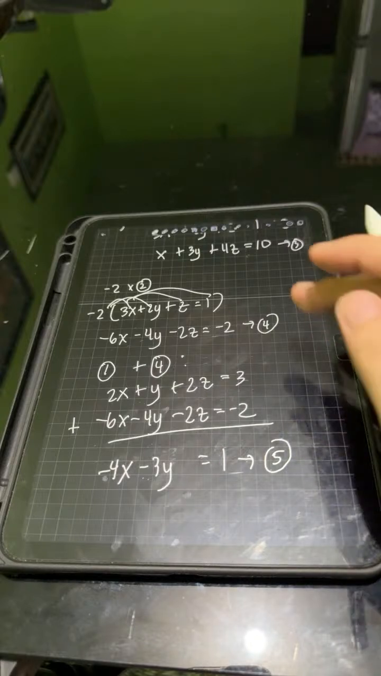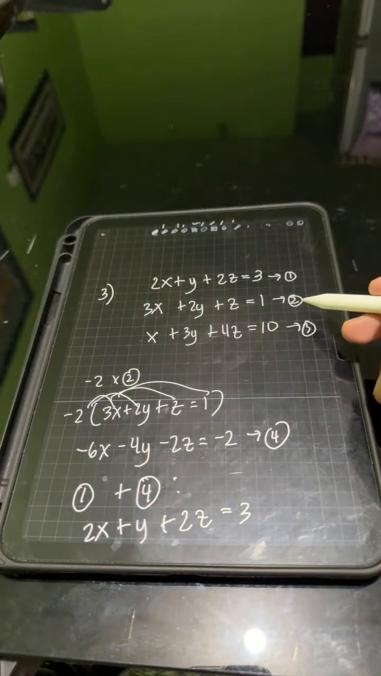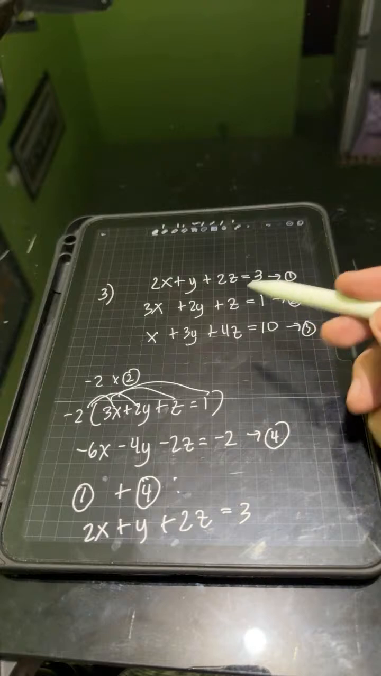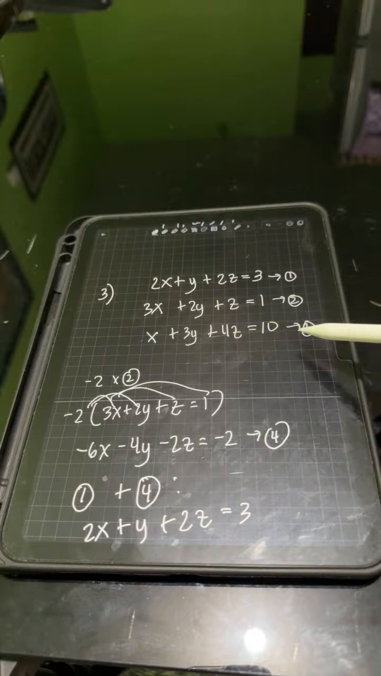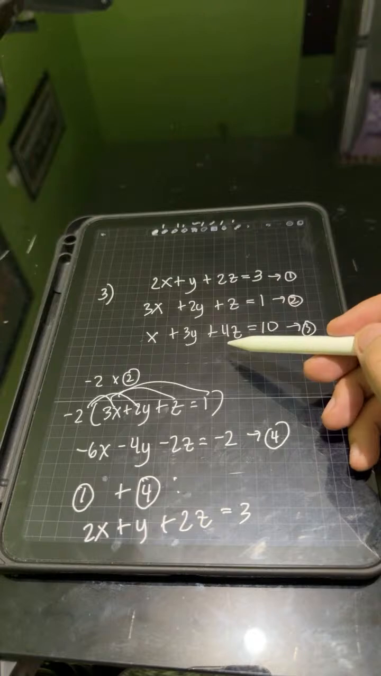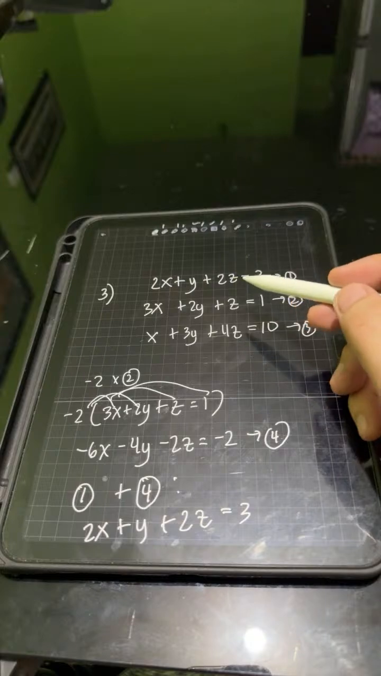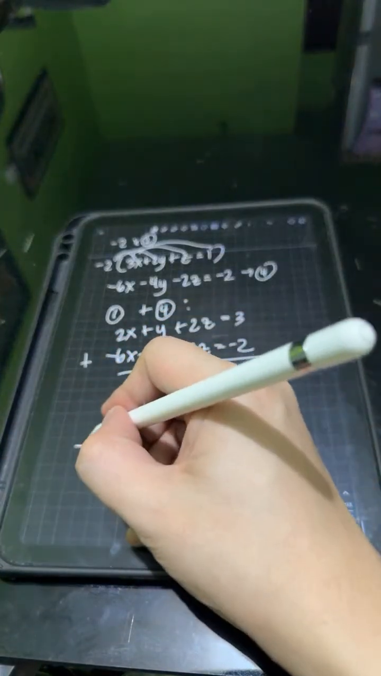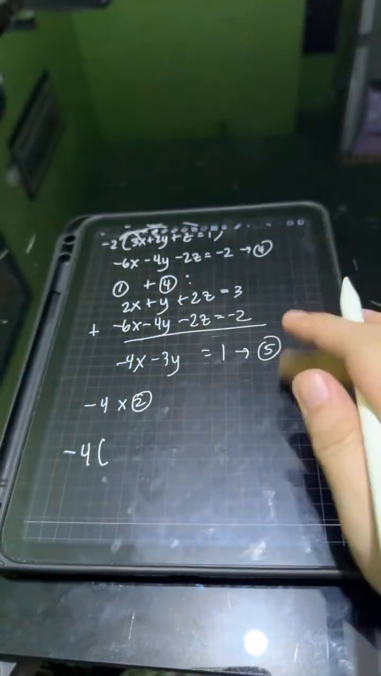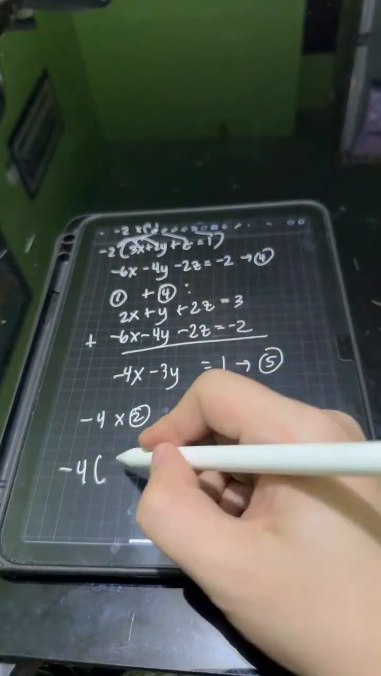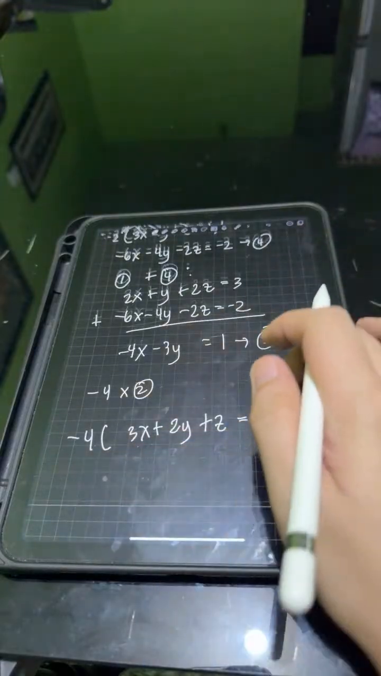Now, let's eliminate z again using equations 2 and 3 this time. So I will make the coefficient of z in equation 2 the additive inverse of the coefficient of z in equation 3, which is 4. So I will multiply equation 2 both sides by negative 4, right? So multiply negative 4 times equation 2. So multiply both sides of equation 2, 3x plus 2y plus z equals 1, by negative 4.